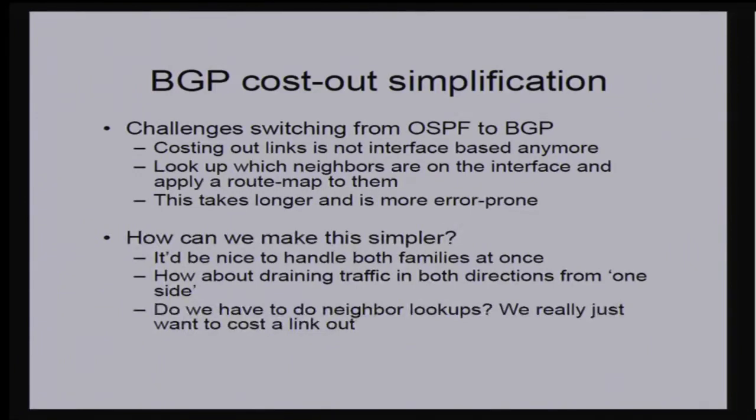It would be nice to handle everything at once, however many address families we have. And what about draining traffic in both directions from one side? So you go on the distribution switch, apply your configuration, and the traffic goes away. Sounds awesome. And do we really have to do neighbor lookups? I just want to cost a link out. I don't want to cost a neighbor out. I realize that that's what's actually happening in the back end, but I want that all to be hidden.